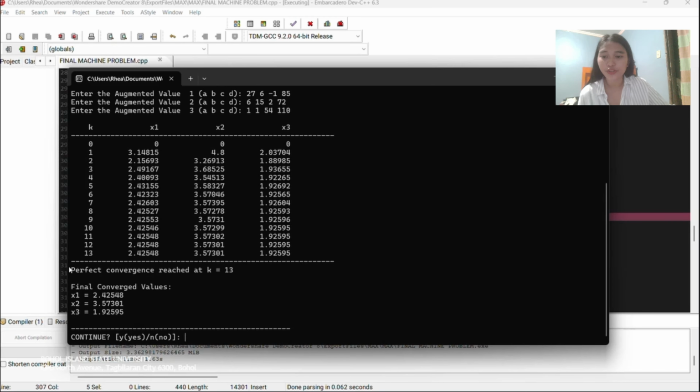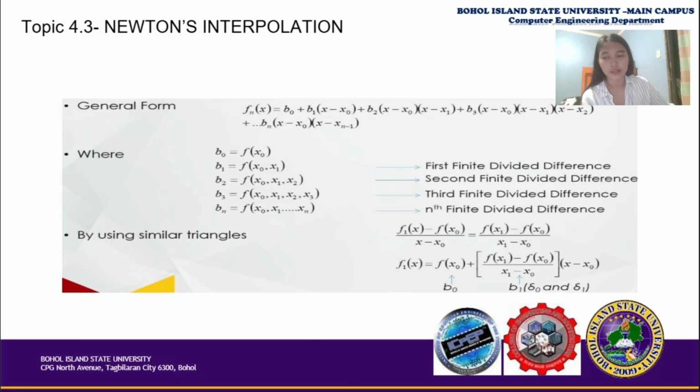Okay, as you can see, this is the table. It had a perfect convergence at k equals 13, or iteration equals 13. And the final converged values are x1 equals 2.42548, x2 is 3.57301, and x3 is equals to 1.92595. Okay, let's proceed to Newton's interpolation, or topic 4.3.